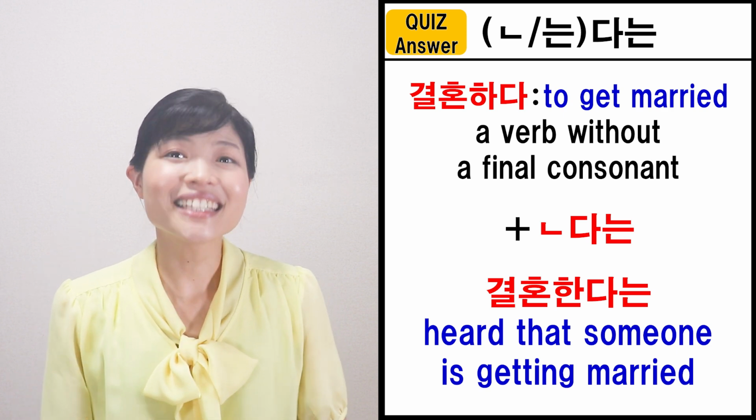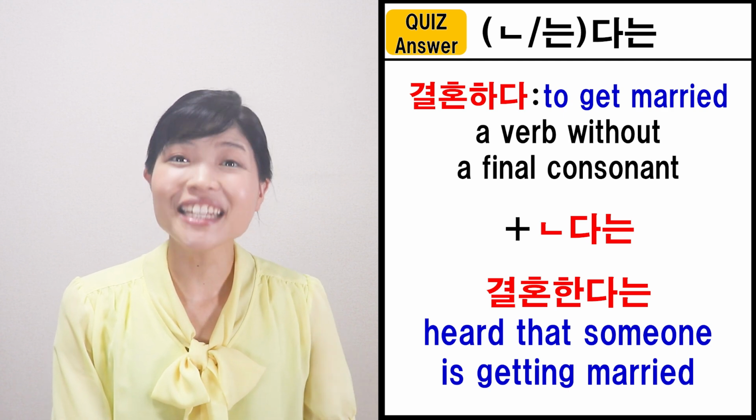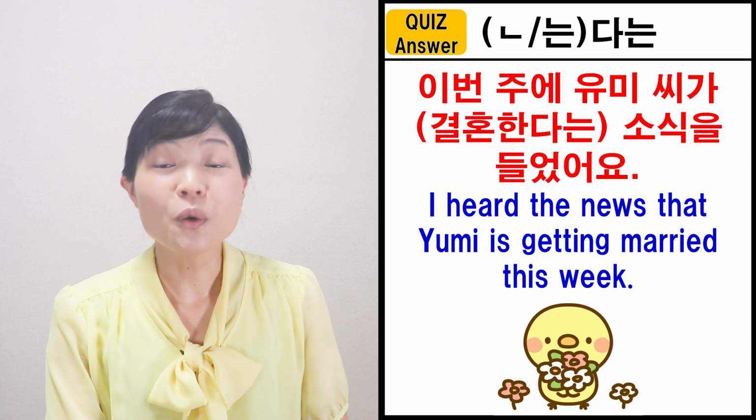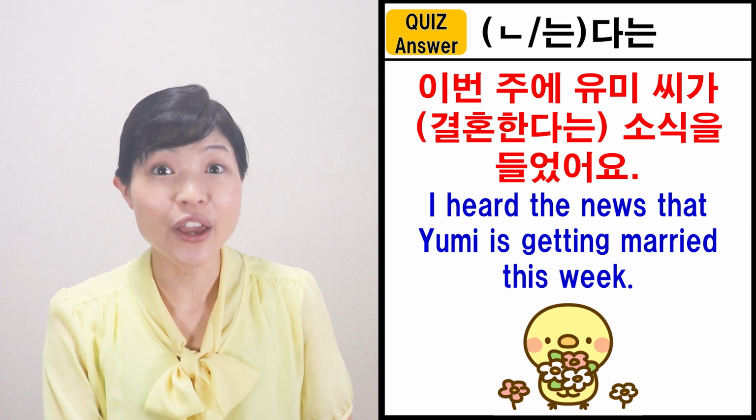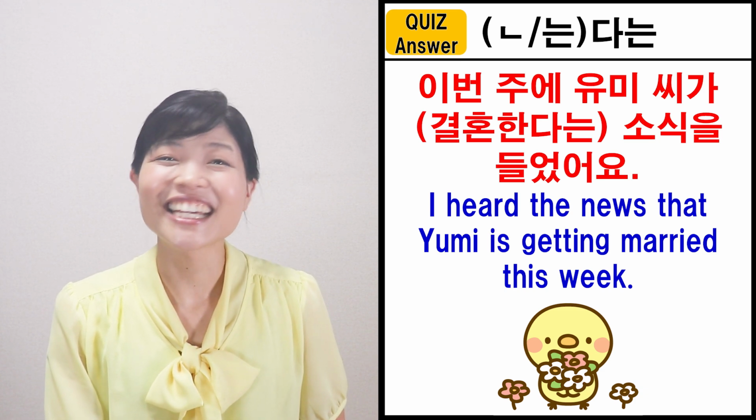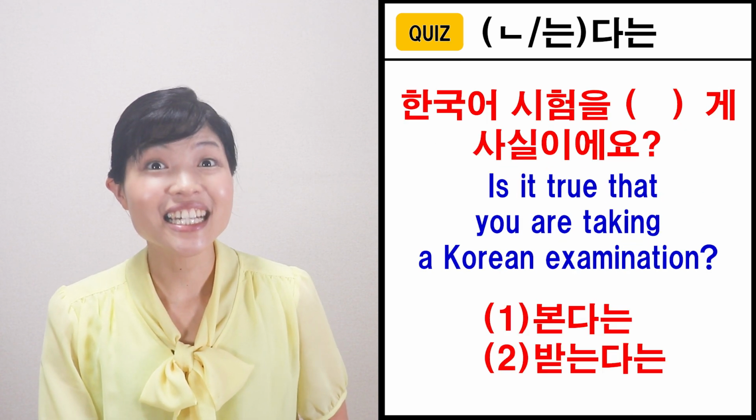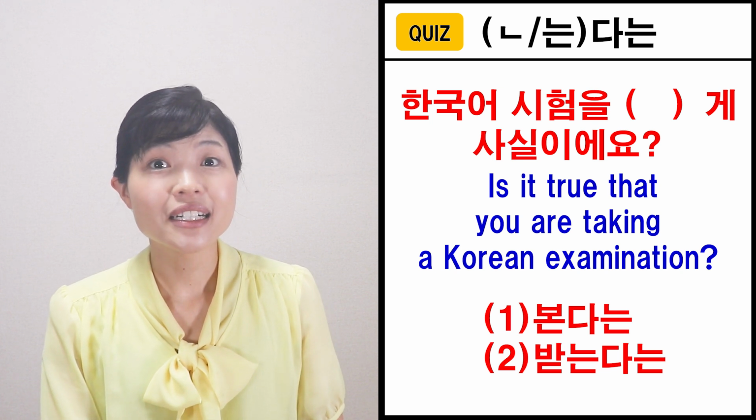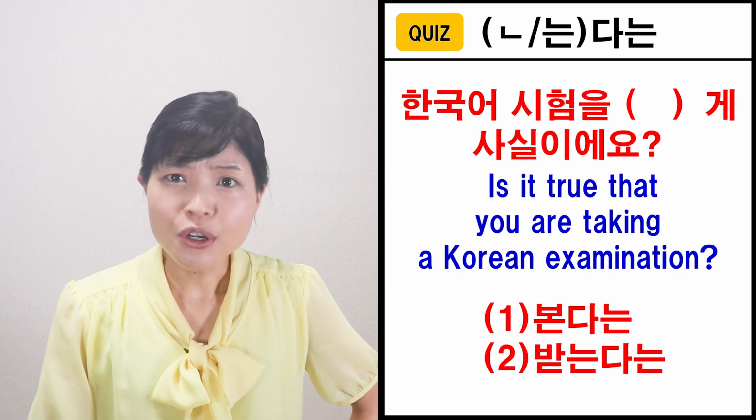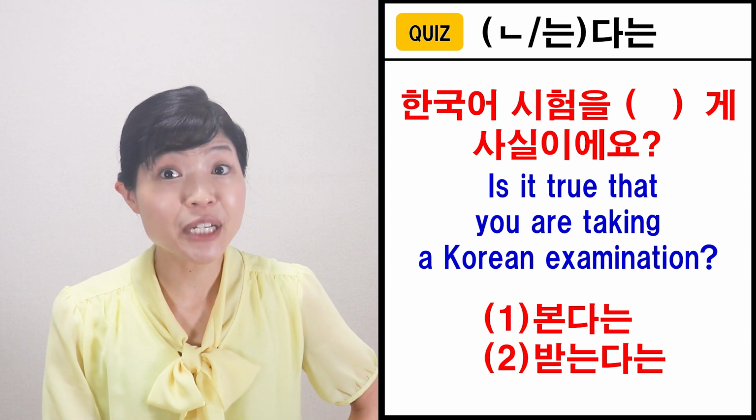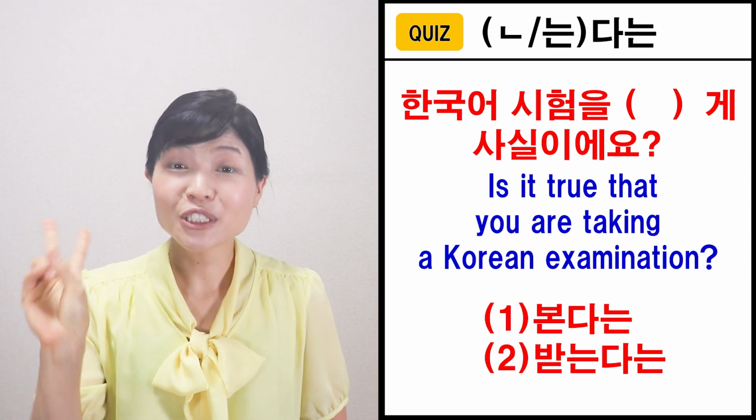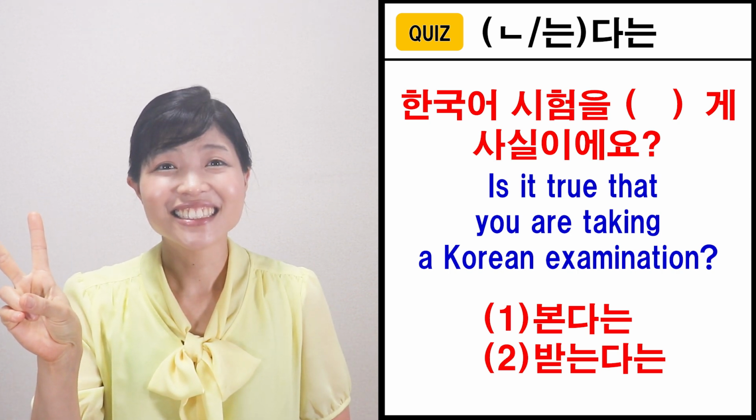Now, let's read this sentence as if you are celebrating Yumi's wedding. 이번 주에 유미 씨가 결혼한다는 소식을 들었어요. Please read several times until you get the feeling. Now, let's try next quiz. 한국어 시험을 ( ) 게 사실이에요? Is it true that you are taking a Korean examination? Number 1, 본다는. Number 2, 받는다는.